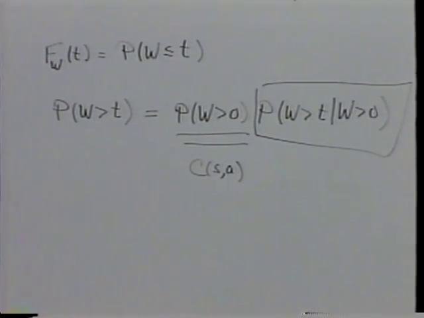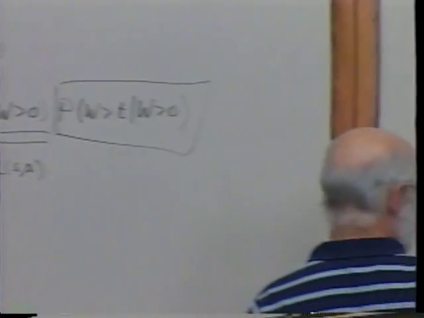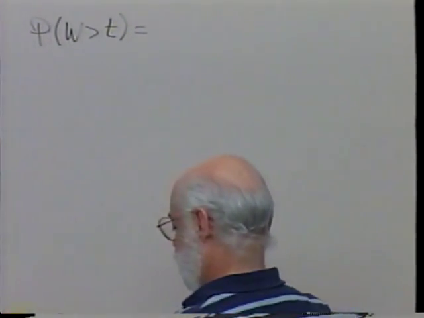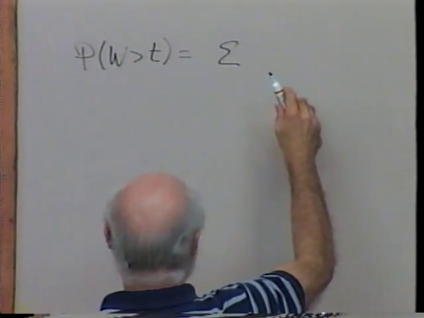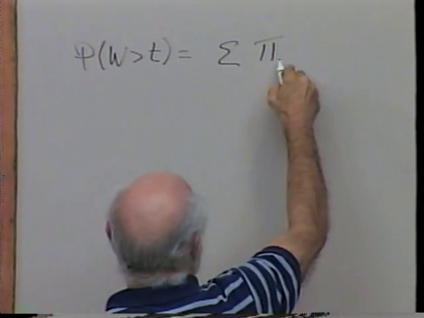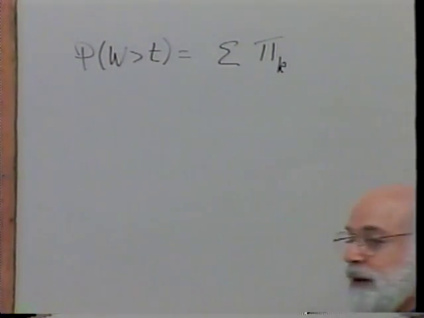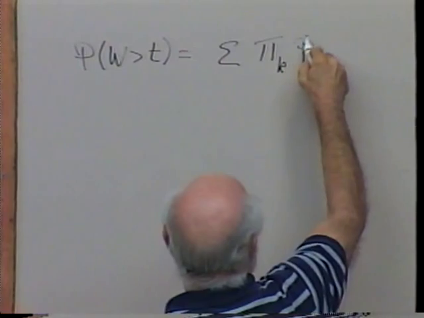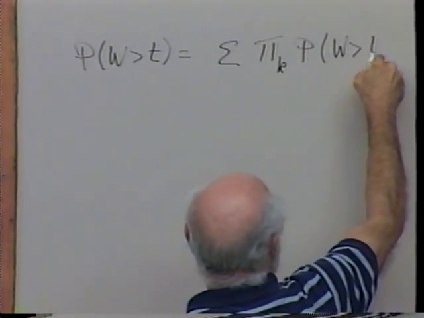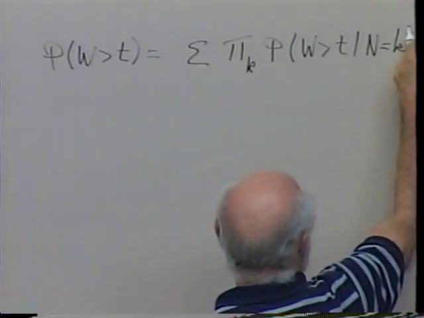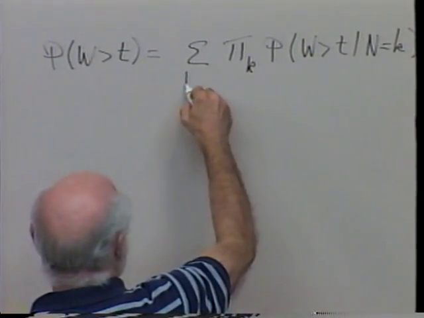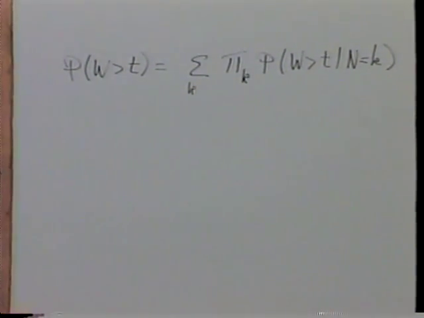All right, so here's what I'm going to do. I'm going to calculate the probability that a customer, an arbitrary customer, waits longer than t. So, first of all, that's the sum of the probability that the arriving customer finds the system in state k, times the probability of waiting greater than t, given that the number that he finds when he arrives is k, summed over all k. So this is just a theorem of total probability.